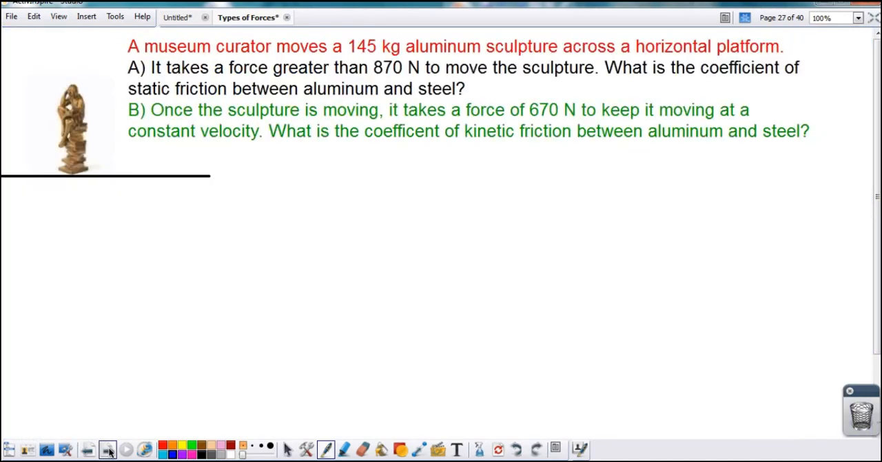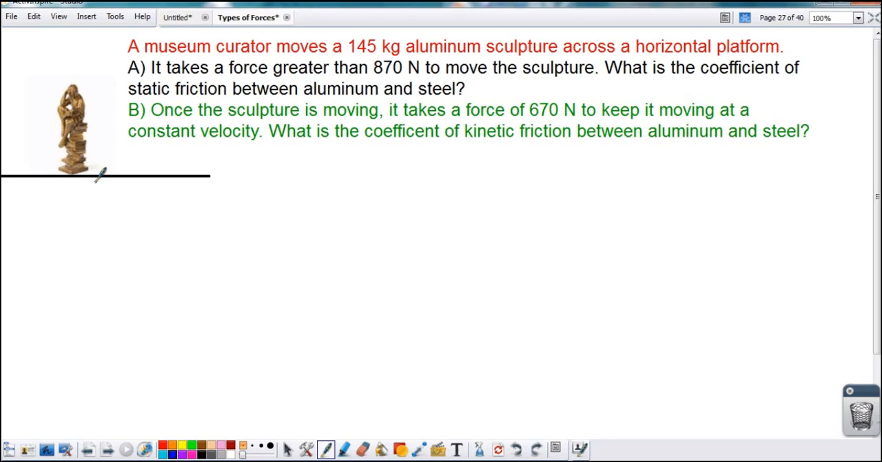It says, a museum curator moves a 140 kilogram aluminum sculpture across a horizontal platform. It takes a force greater than 870 newtons to move the sculpture. What is the coefficient of static friction between aluminum and steel? Okay, it's an aluminum sculpture, and this is a steel table that they're moving it along. Okay, so we're going to look at part A in this video. Next video we'll look at part B.